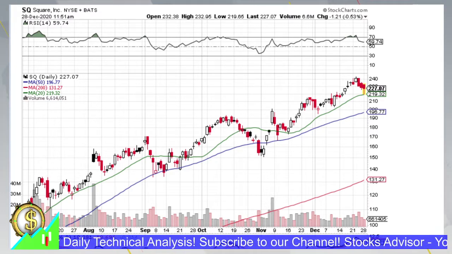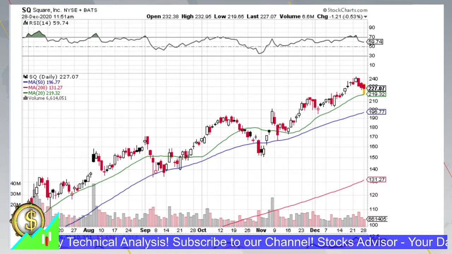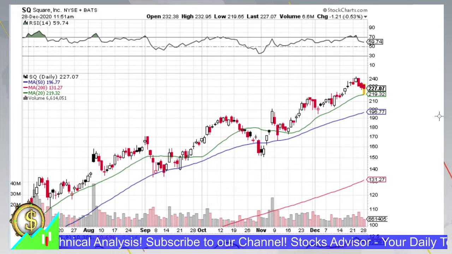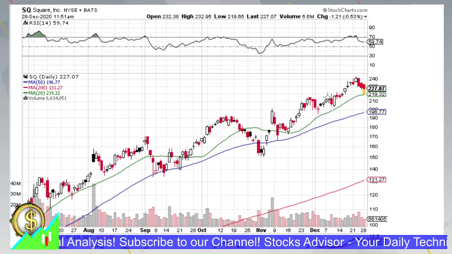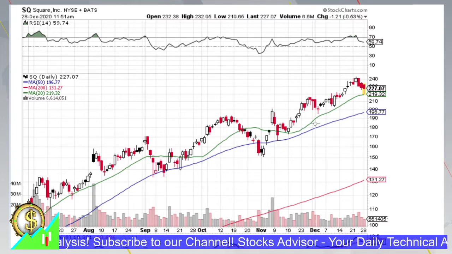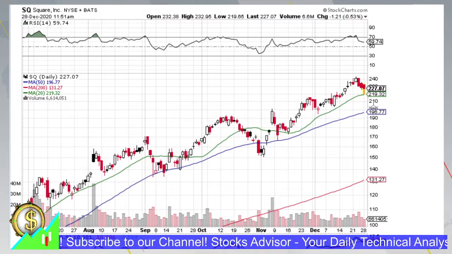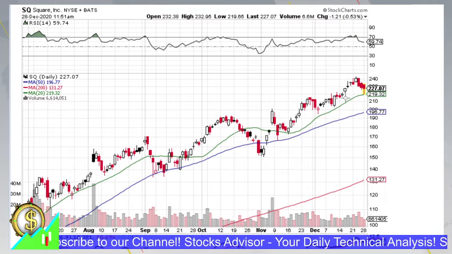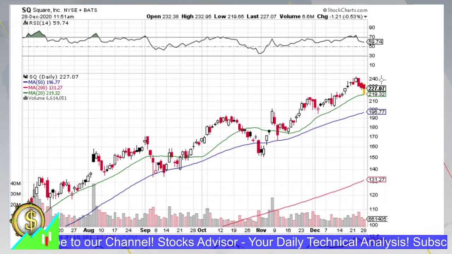Today we will talk about Square Incorporated, traded at the New York Stock Exchange, ticker name SQ. Well, we did many videos for SQ and it's nice to see that it's growing as predicted, as analyzed. It's actually a very technically behaving stock, which is very nice. And today we will again do analysis for Square.